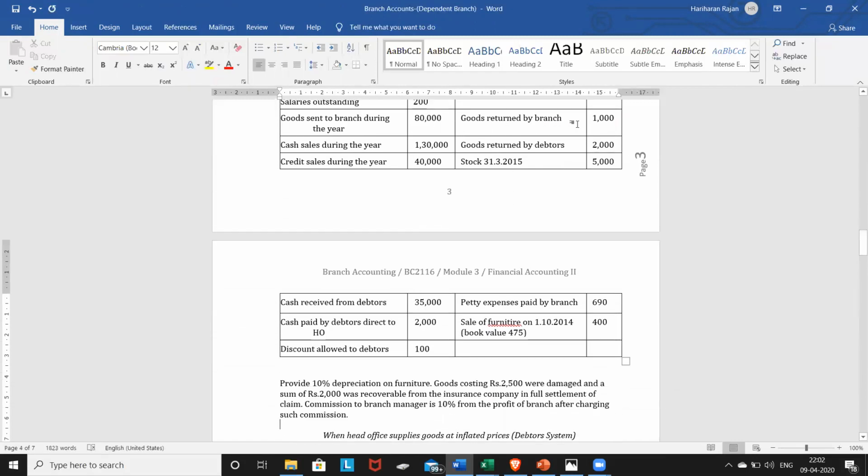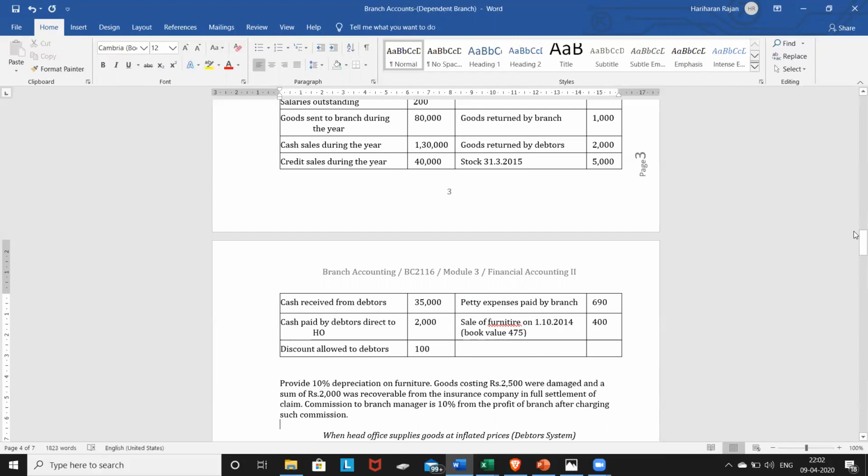Goods returned by the branch, so 80,000 minus 1,000 we have to do. Goods returned by debtors, so again this has to be recorded in the debtors account. Stock on 31st March 2015, closing stock. Petty expenses paid by branch 690. Sale of furniture on 1/10/2014 400. So it is 400 and the book value is 475. So there is some working note on this too.